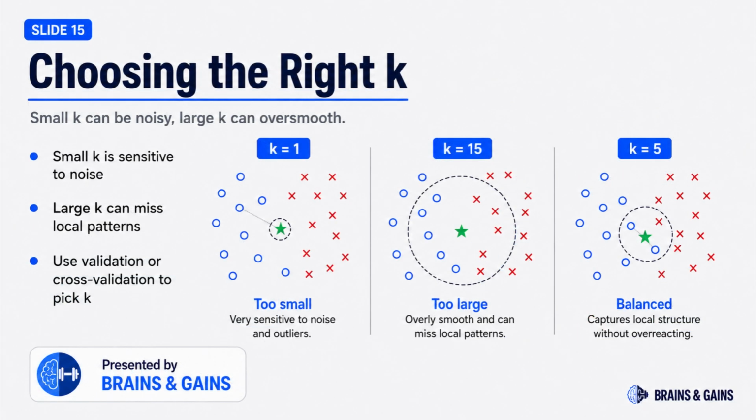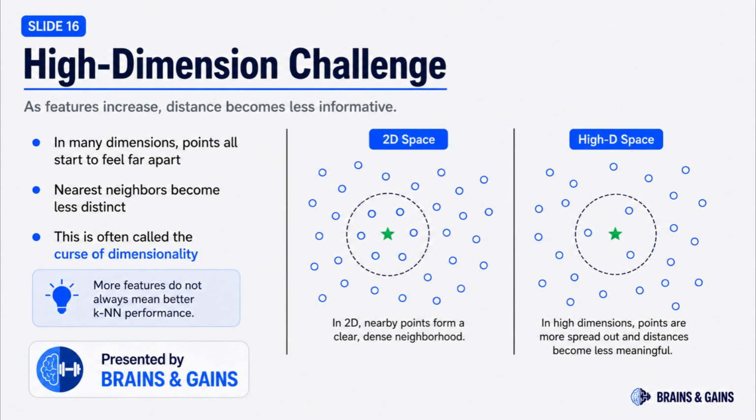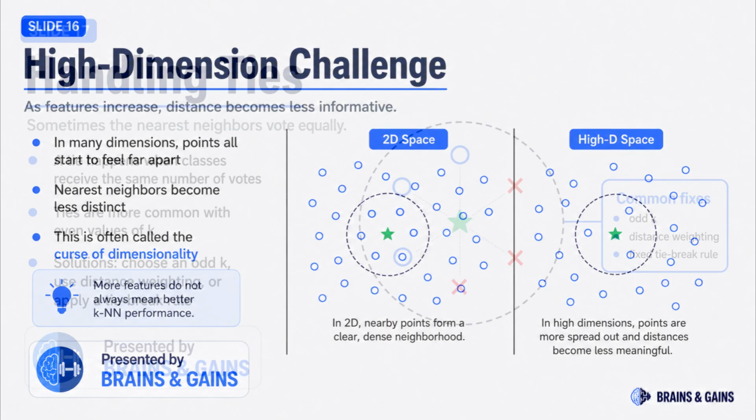The value of k controls how local the prediction is. A very small k can overreact to noise, while a very large k can smooth away useful patterns. Validation helps find a better balance. As we add more features, distance becomes less informative because observations tend to spread apart. This problem is part of the curse of dimensionality and can seriously reduce KNN performance.